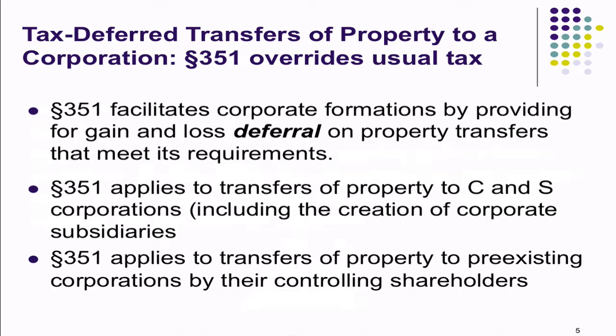351 applies to transfers of property in a C corporation, if property is transferred into a C. It applies to an S corporation, and it even applies to corporate subsidiaries. So if a subsidiary has a 351 transaction, there's no tax liability for that. And because it applies to subsidiaries, by definition it applies to transfers to pre-existing corporations by their controlling shareholders. So that's where we're heading to talk about 351 and specifically how it operates.